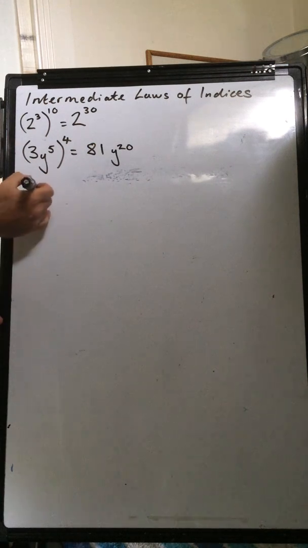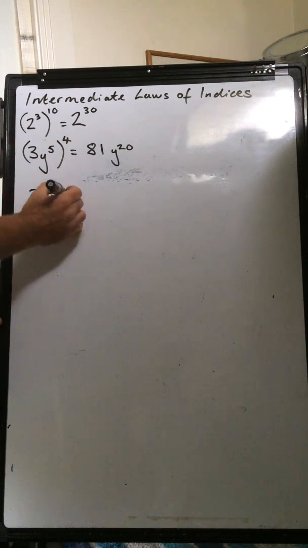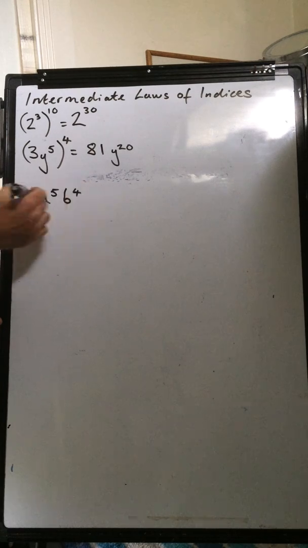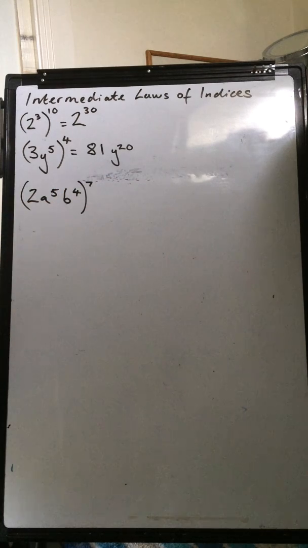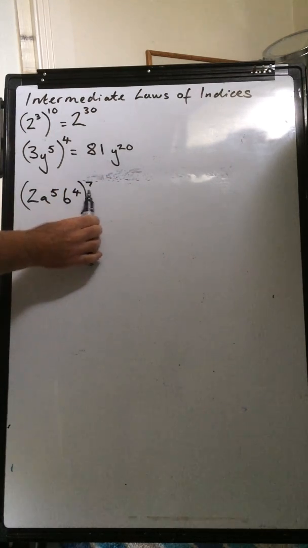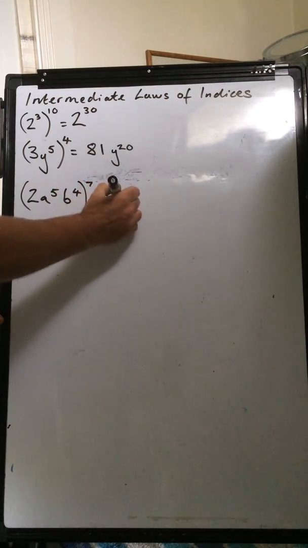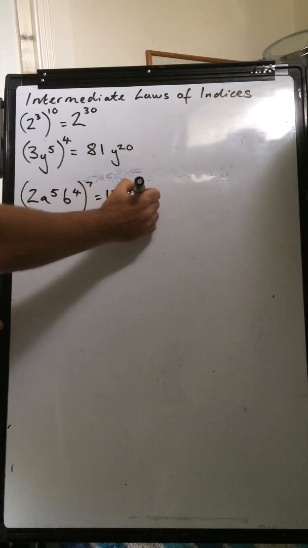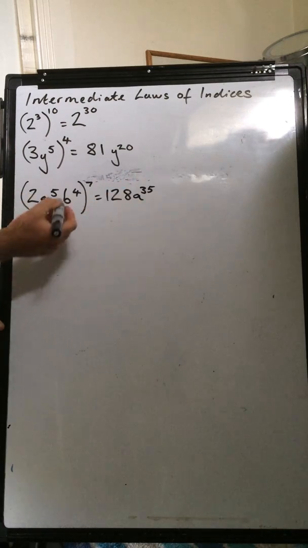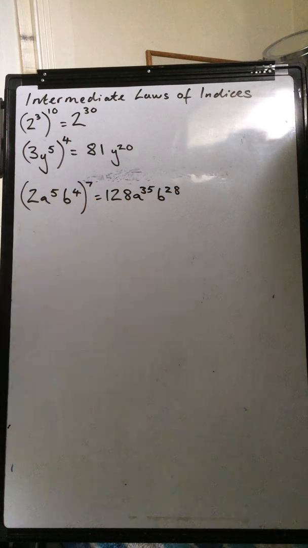We can say, okay, well, what is 2a to the 5, b to the 4, to the 7? That means we've got 2 to the power 7. 2 to the 7 is 128. a to the 35. b to the 28. Perfect.